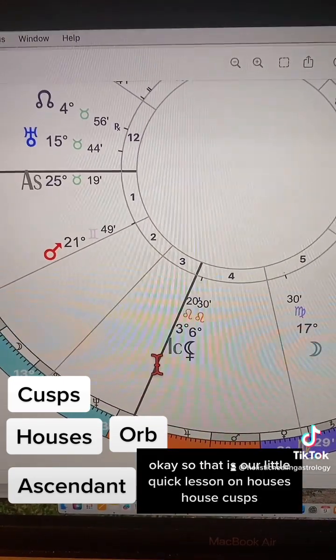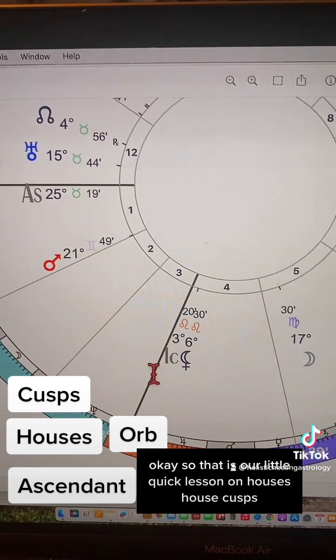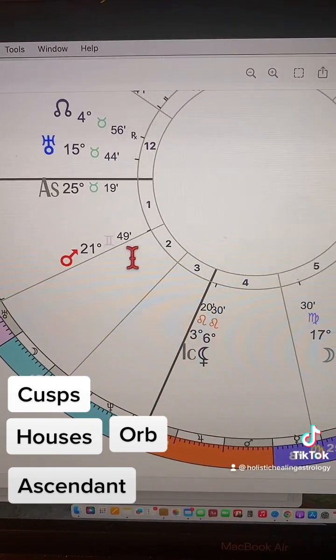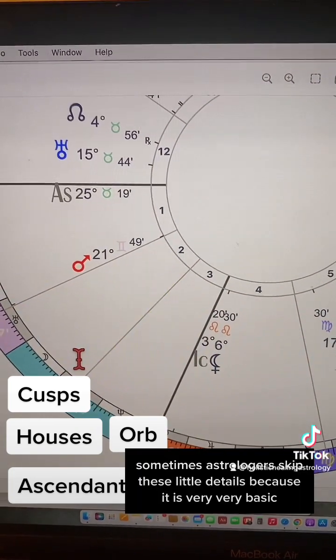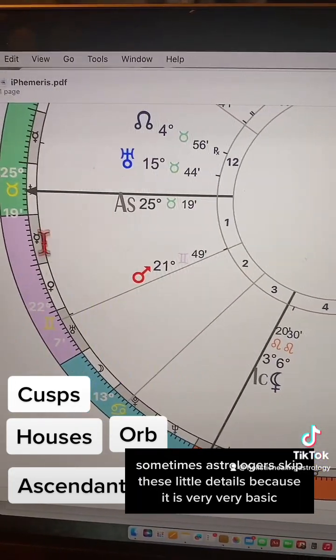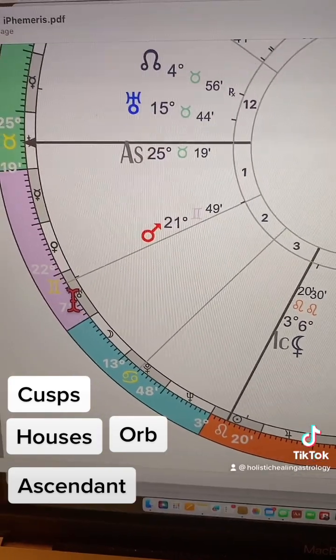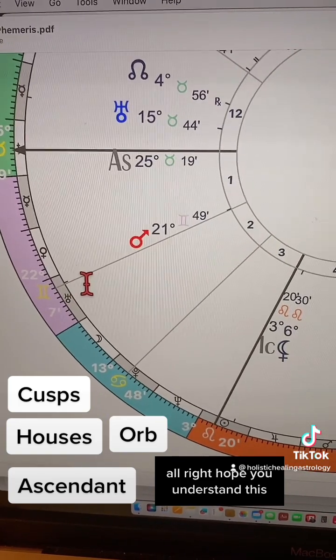So that is our little quick lesson on houses, house cusps. Very important. Sometimes astrologers skip these little details because it is very, very basic. All right? Hope you understand this.